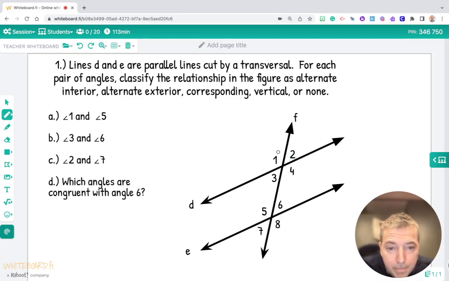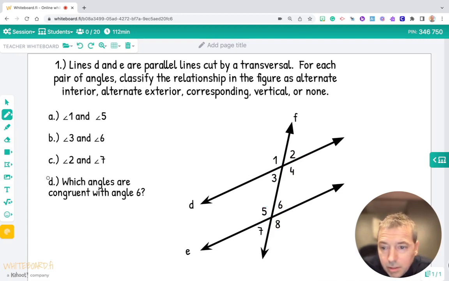Corresponding means that 1 corresponds with 5. It's in the top left corner up here, and then this is in the top left corner down here. That also means that angles 2 and 6 are corresponding. Top right corner, top right corner. Angles 7 and 3 are corresponding. Bottom left corner, bottom left corner. And then that also means that angles 4 and 8, bottom right corner, bottom right corner. So those are corresponding angles.